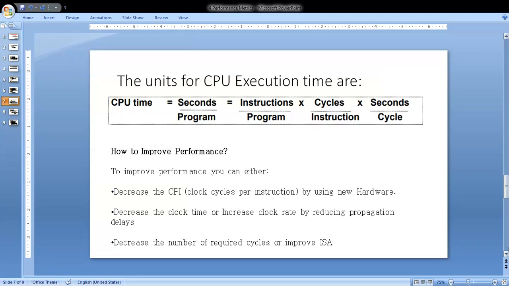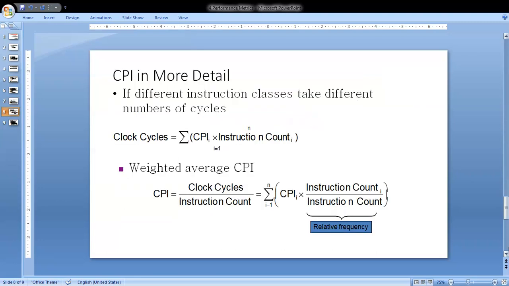Okay, that's a different topic. We will see ISA, instruction set architecture, in the upcoming classes. So CPI, cycles per instruction, right? So clock cycles is equal to the summation of CPI, clocks per instruction or cycles per instruction, into instruction count. We can substitute from i equal to 1 to n, because n number of instructions can be executed at a particular period of time, right?